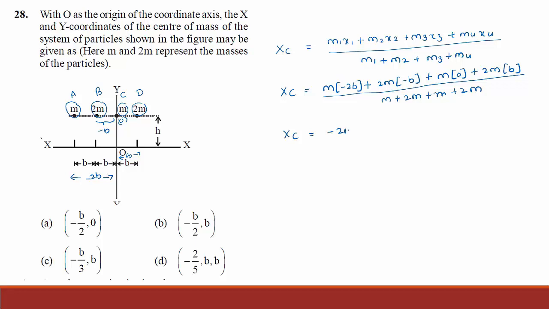Calculate these values. Here minus 2mb, plus 2m into minus b will be again minus 2mb. m into 0 will be 0. Leave it. We will get plus 2mb divided by, so here the total mass is 2 plus 1, 3, 4, that is 6m. Now xc equal to minus 2mb plus 2mb will get cancelled. Here m will get cancelled. 2 1s are 2, 3 2s are 6. So the final answer is minus b divided by 3. So this is the position vector of center of mass. xc equal to minus b divided by 3. So option C is right.